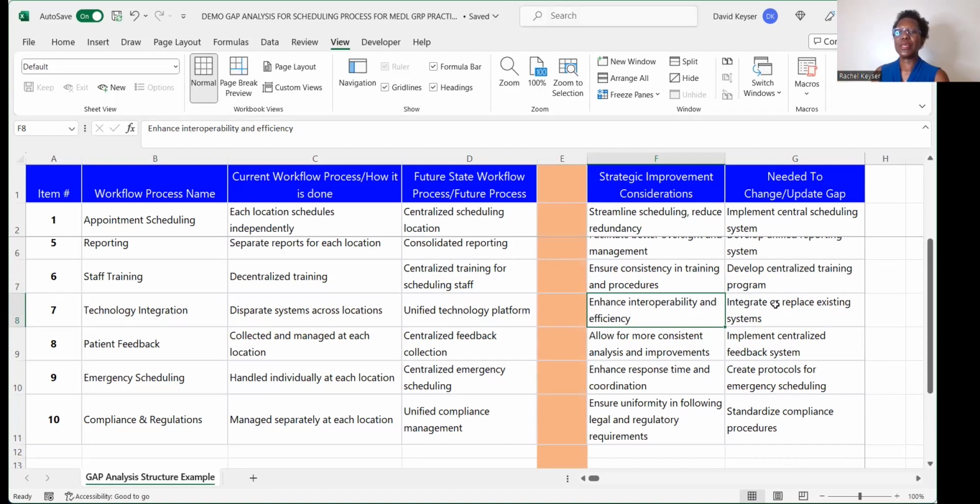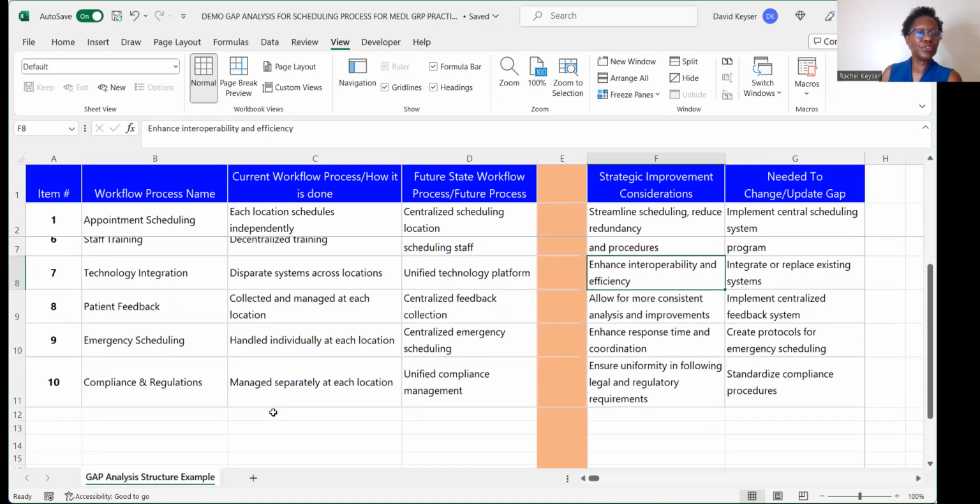So what needs to get done is to integrate and replace the existing systems, or if the system was the same and before that they were implemented at each location, what needs to happen is that they will centralize it and remove it from being location based, okay?